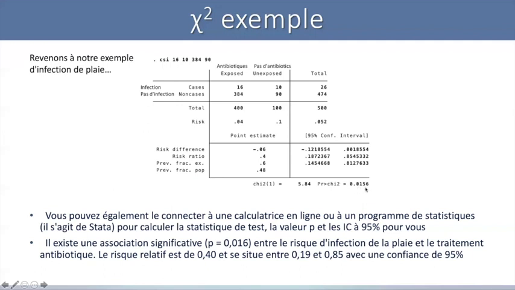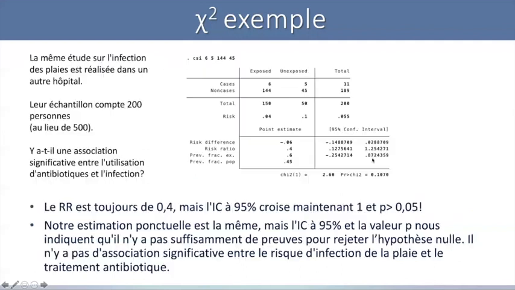0.0156. So given that p-value, should I accept or reject the null? I picked a critical value of 0.05, and 0.0156 is less than that. Therefore, I reject the null and conclude that there is significant association between treatment with antibiotics and the risk of infection. The relative risk is 0.4 and lies between 0.19 and 0.85 with 95% confidence.